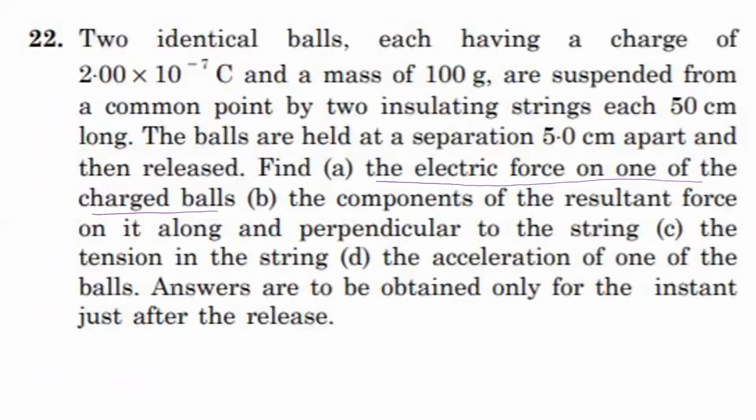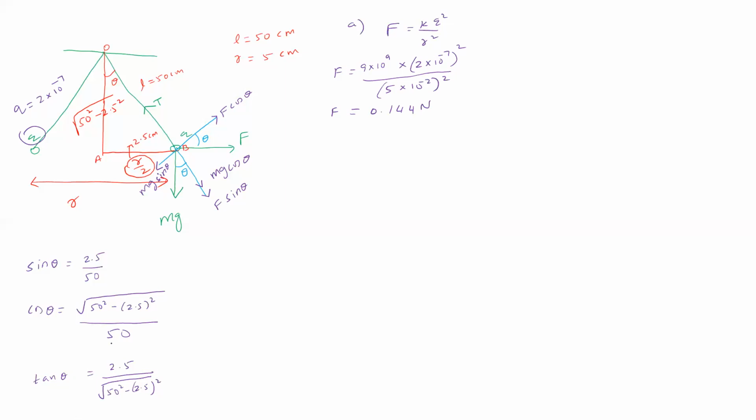Next, second question, what is asked here? The components of the resultant force on it along and perpendicular to the string. Listen here. Along the string, the string length will not change, so along the string the net force should be 0. That means for the second one, along the string the net force is equal to 0 Newton.